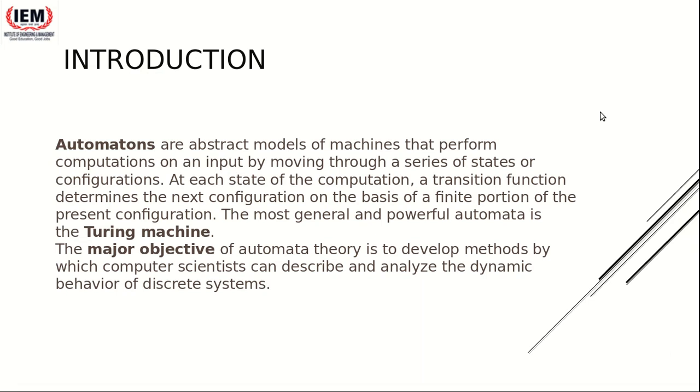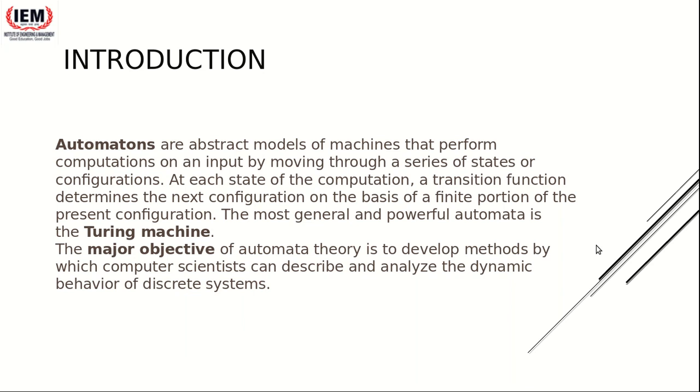Okay, so next, kind of a definition of automata. Automata are abstract models of machines that perform computation on an input by moving through a series of states or configurations. As I was talking about, I gave you an example of a state. At each state of computation, a transition function determines the next configuration. So what is a transition function? A transition function says that I am in a present state, I get an input, and what will be the next state. That is a transition function that decides for our automata, right? And this must be known to you.